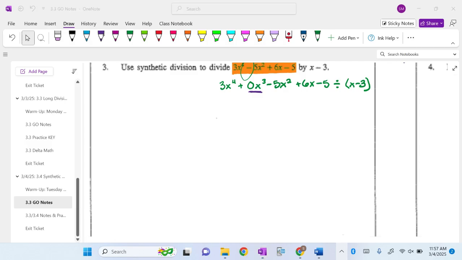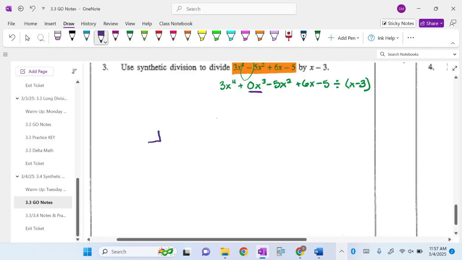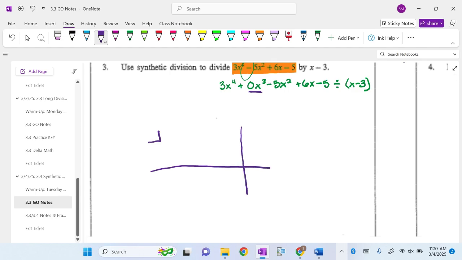So you can draw your graph, and then I draw my line. That's typically how you set it up. You have a little box in the corner for your root. You draw a horizontal line, and then your line to represent where your remainder is. What's going to go in my little box?